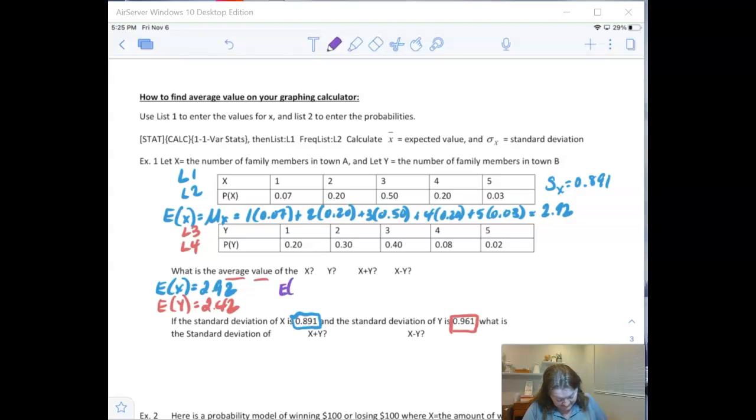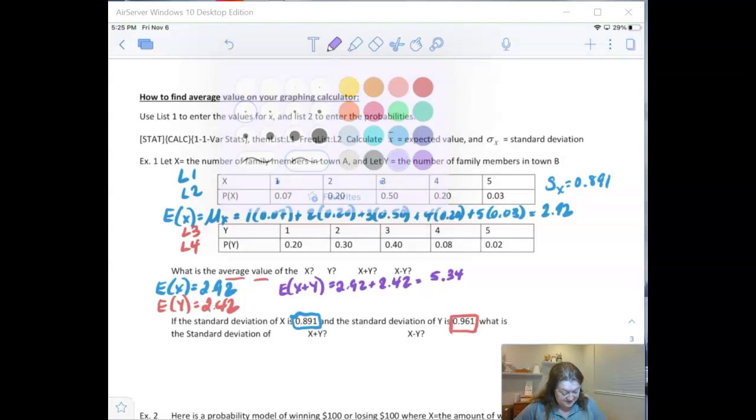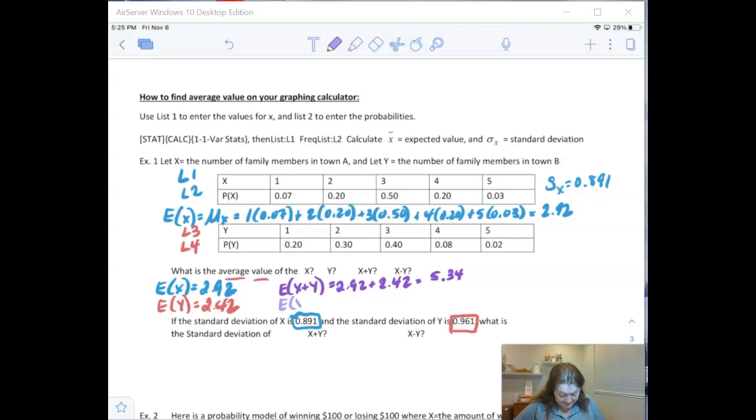So the expected value of X plus Y is just going to be 2.92 plus 2.42, which is going to be 5.34, I hope. Yep, okay. And then what if we wanted to do X minus Y? Well, again, because it's mean, I just do whatever it says. So X minus Y is going to be 2.92 minus 2.42, which is 0.50.